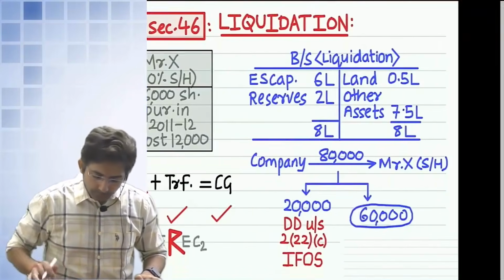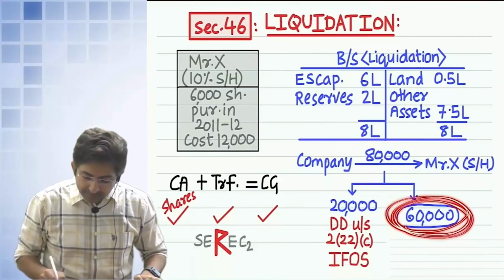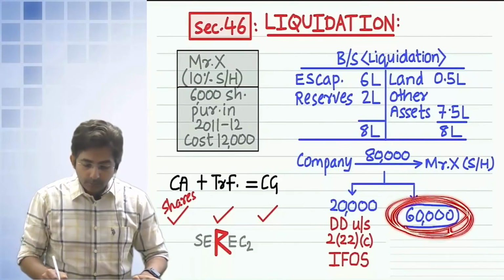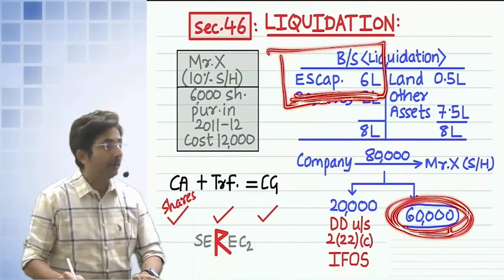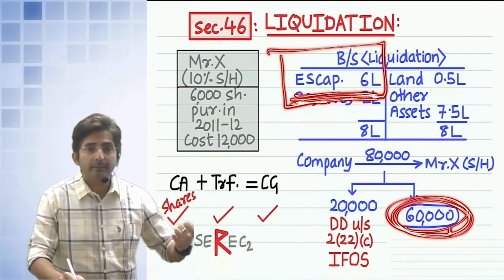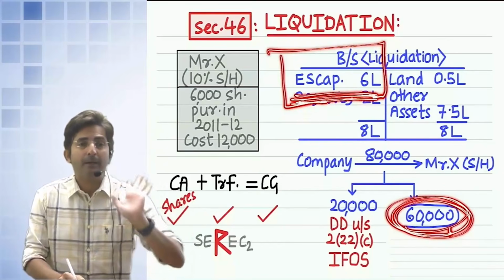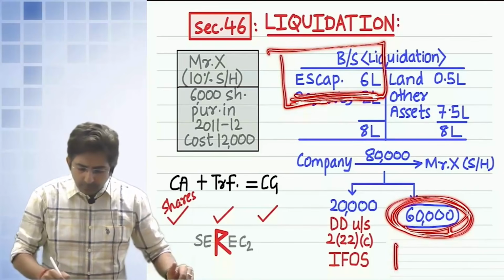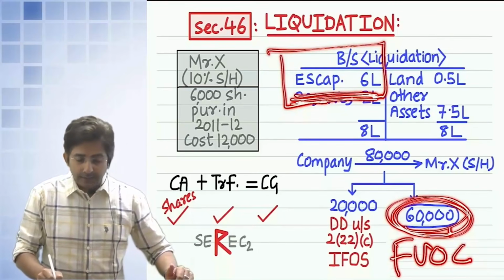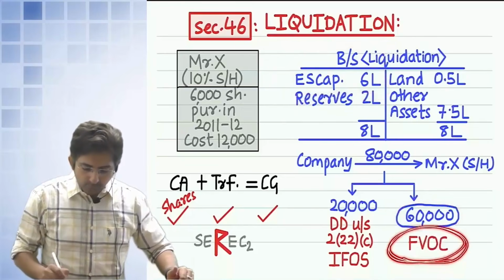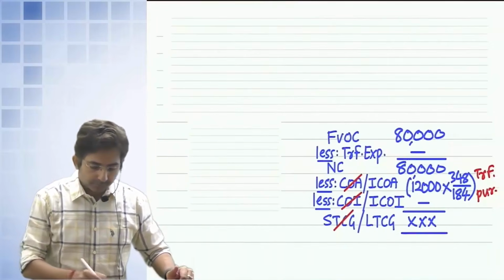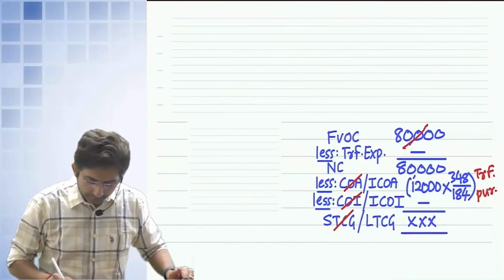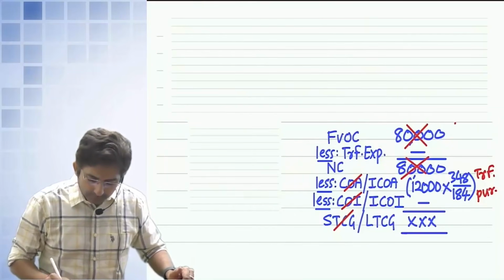That's why here you will write only 60,000, the amount which he received towards his capital. What was the capital of the company? 6 lakhs. And towards capital he got 10%. 10% of 6 lakhs is what? 60,000. This will come in full value of consideration in capital gains. See, I have written here FVOC, and this 60,000 I will write here now. I will cancel this 80,000 which was wrong. So tell me, what should I write now? 60,000 will come here.